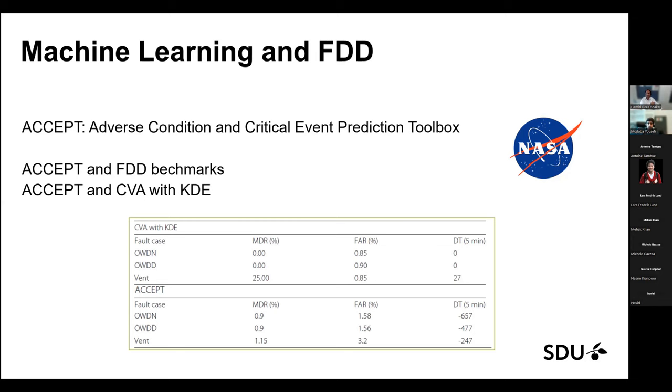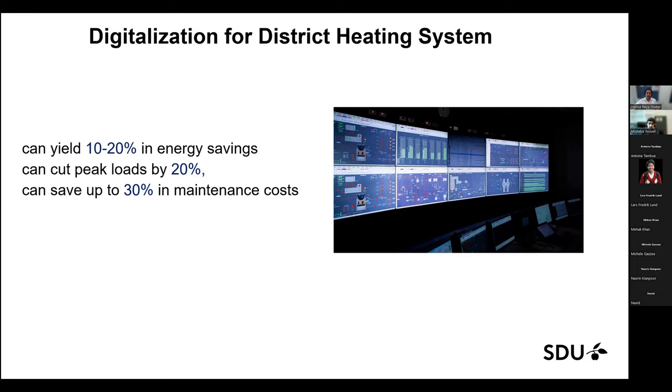Let me move to another type of energy system, which is the district heating system. Digitalization in district heating systems has a lot of potential. It can improve energy saving by 10 to 20%, cut peak loads by 20%, and also save some costs related to maintenance. Of course, for digitalization, you need data and you need methods. Our work is mostly on method development and analytics on top of it, just to make sure that we can deliver those savings.